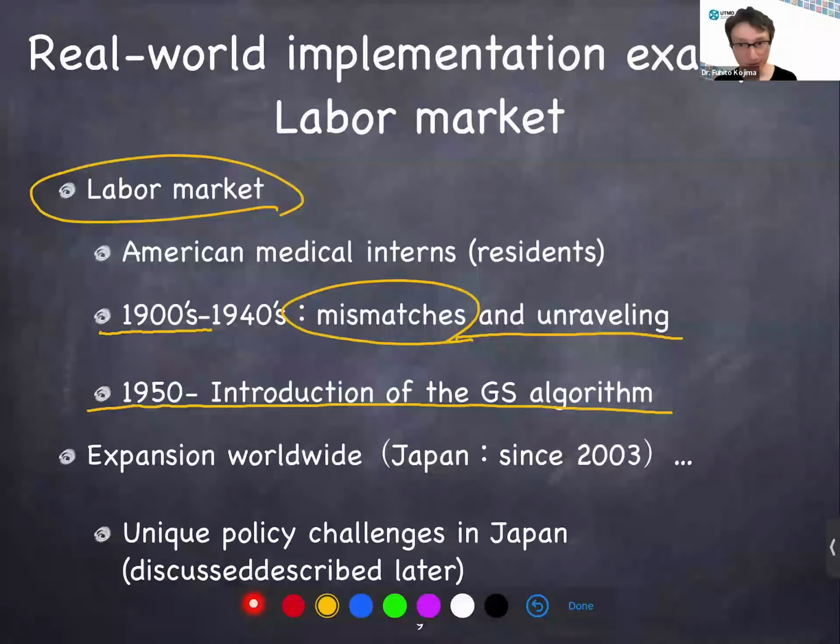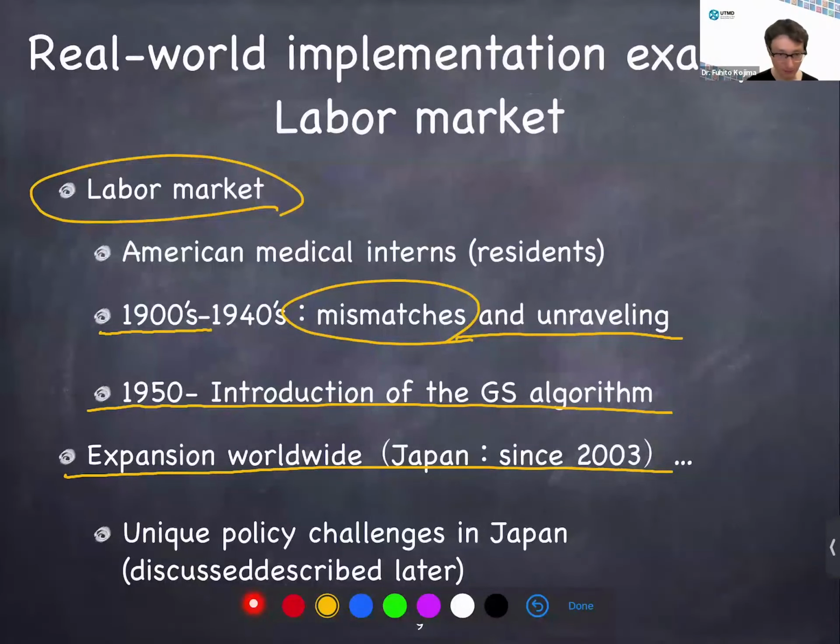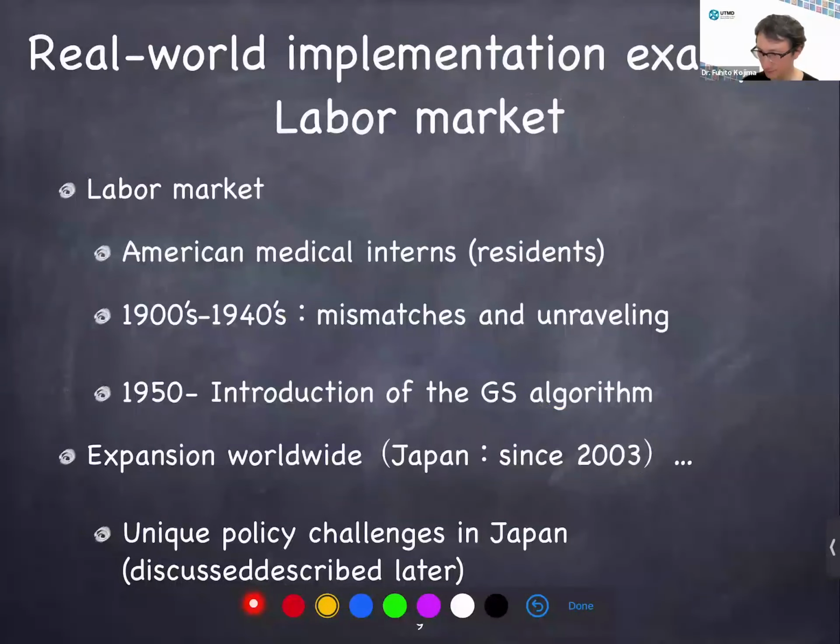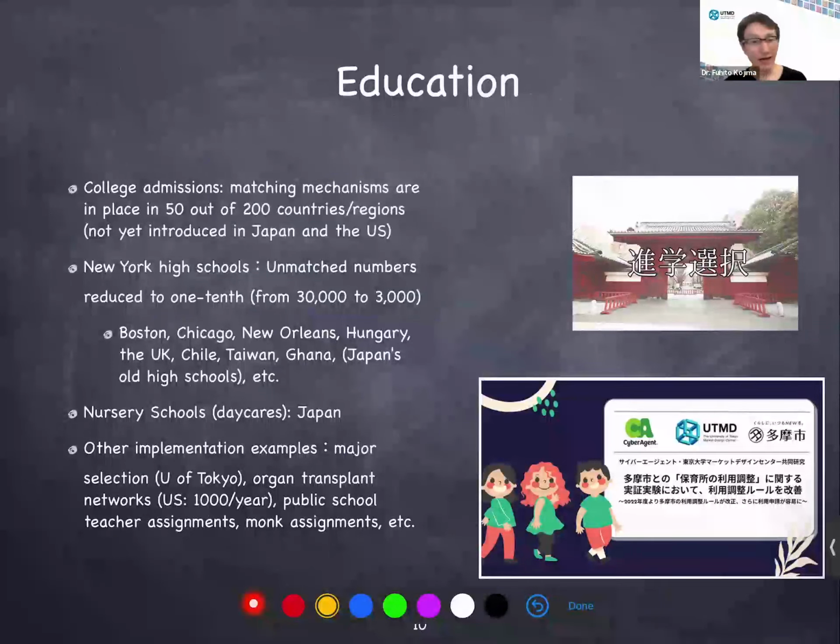And this algorithm is even in use now, after more than 70 years. That's amazing. And indeed, that led to the expansion of this to many countries, including Japan, which I mentioned earlier. I can go on with a lot of examples, but let me just mention some of the public policy kinds of things that many of you may be interested in.